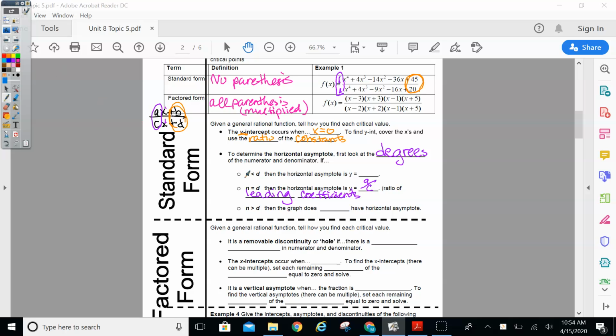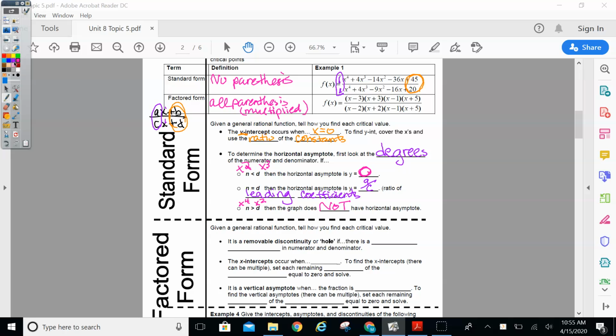However, if it's not equal, if the numerator happens to be less than the denominator, so let's say the numerator is like a squared and the denominator is like maybe a cube, so the highest exponent here is less than that, the asymptote is always 0, regardless of what the numbers in front are. And then the other direction, if the numerator is greater than the denominator, so like x to the 4th and then x squared, then the graph does not have a horizontal asymptote.